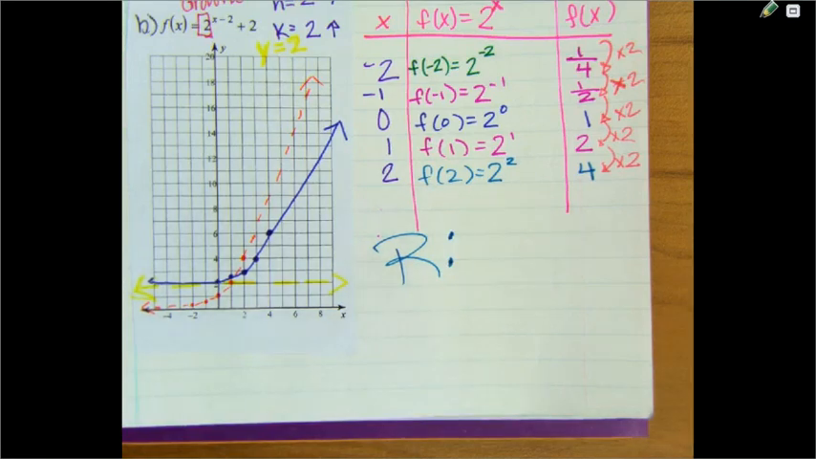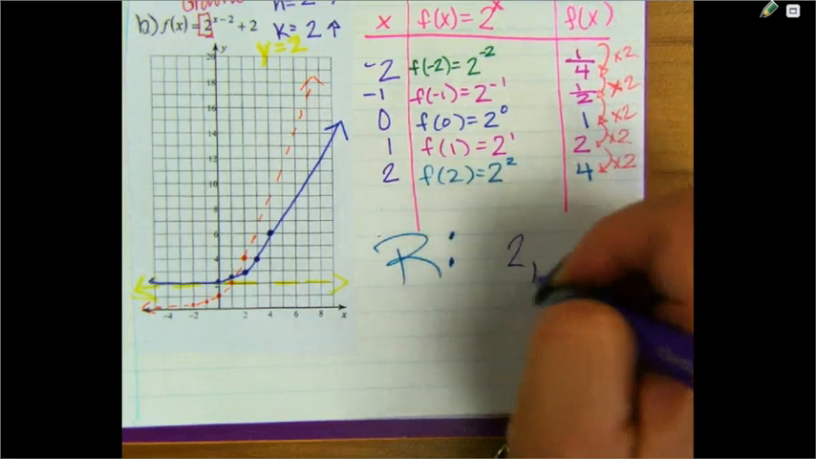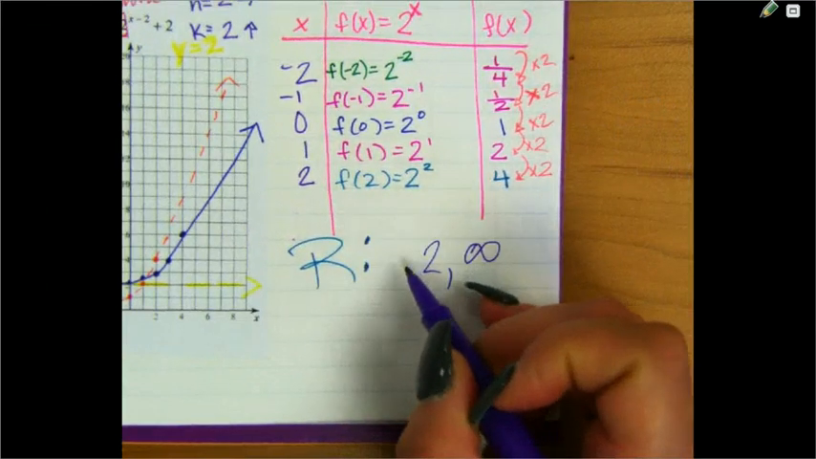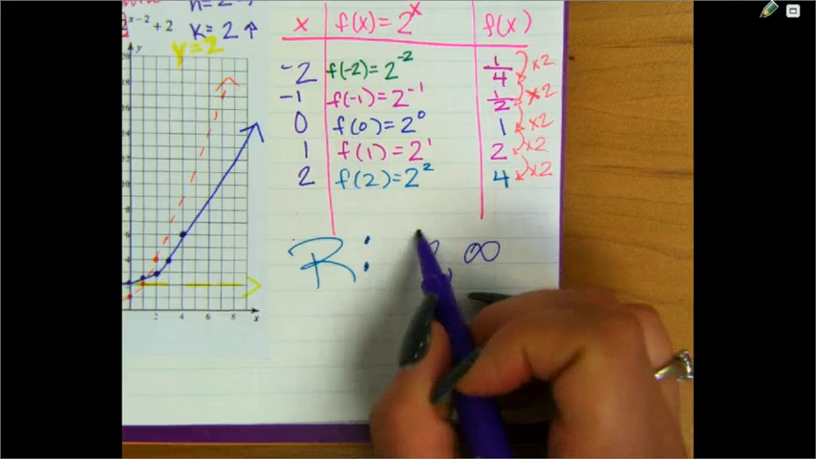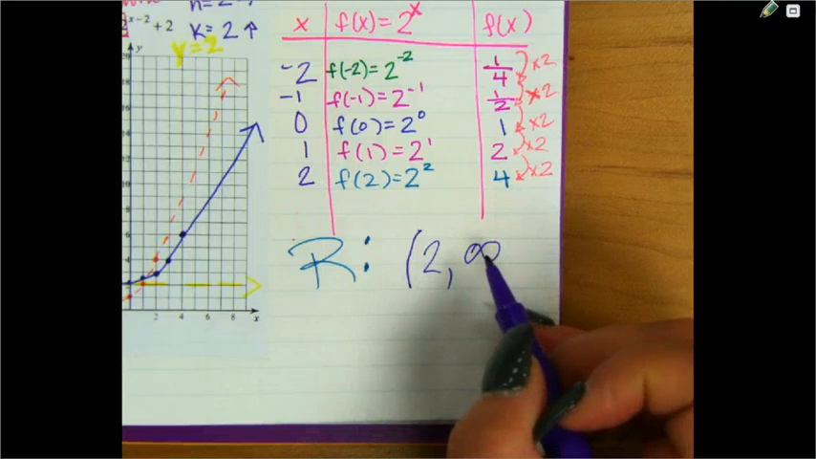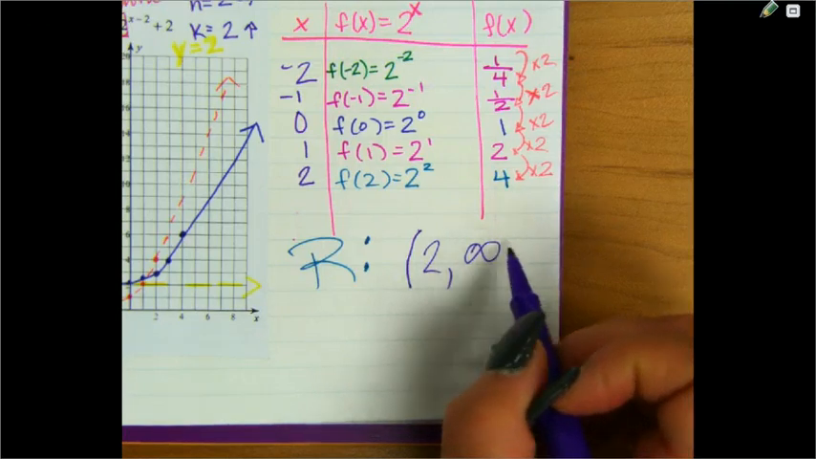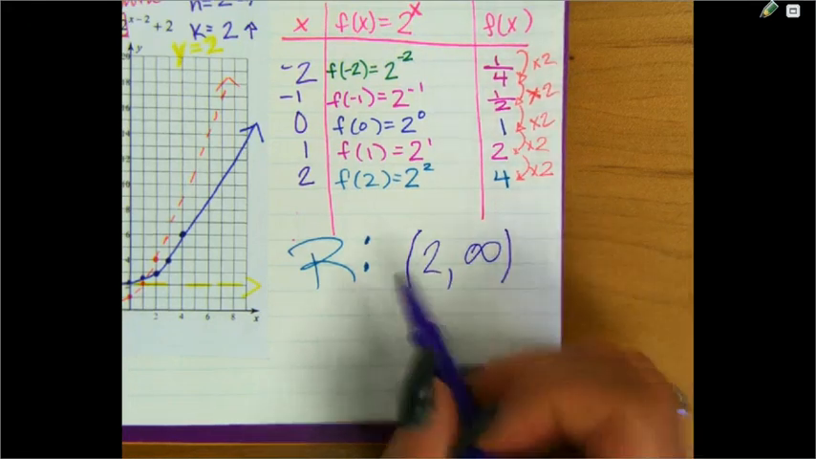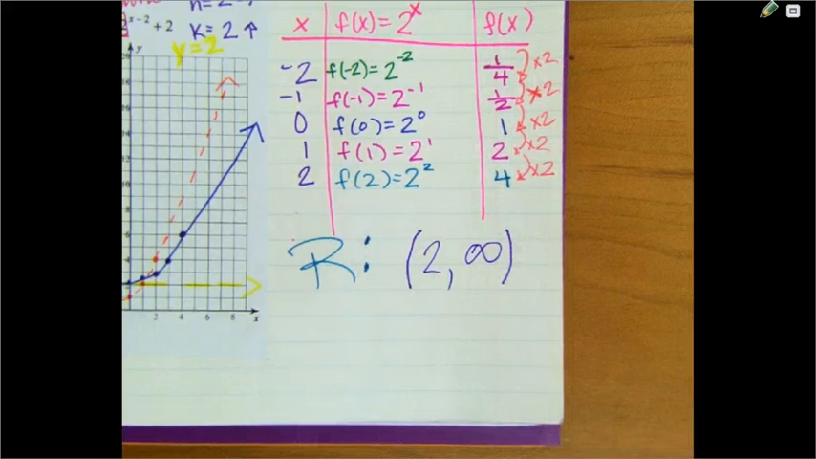Who has a guess? Sal does. Go. 2 to positive infinity. Now, 2 to positive infinity is correct. Now my question is this. Is it a parenthesis or a bracket? It's a parenthesis, but why? Because do we touch 2? No. That's why. Can you touch infinity? No, you can't. You can't touch infinity, you can't touch 2.